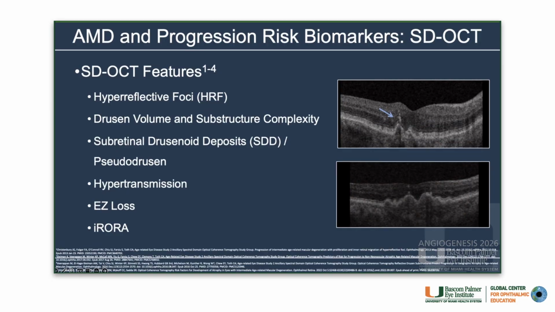OCT provides a unique opportunity to evaluate specific biomarkers based on underlying structure. Multiple groups have demonstrated numerous different biomarkers, including hyperreflective foci, subretinal drusenoid deposits or pseudodrusen, hypertransmission, EZ loss, and others that have all been linked to progression in dry AMD.